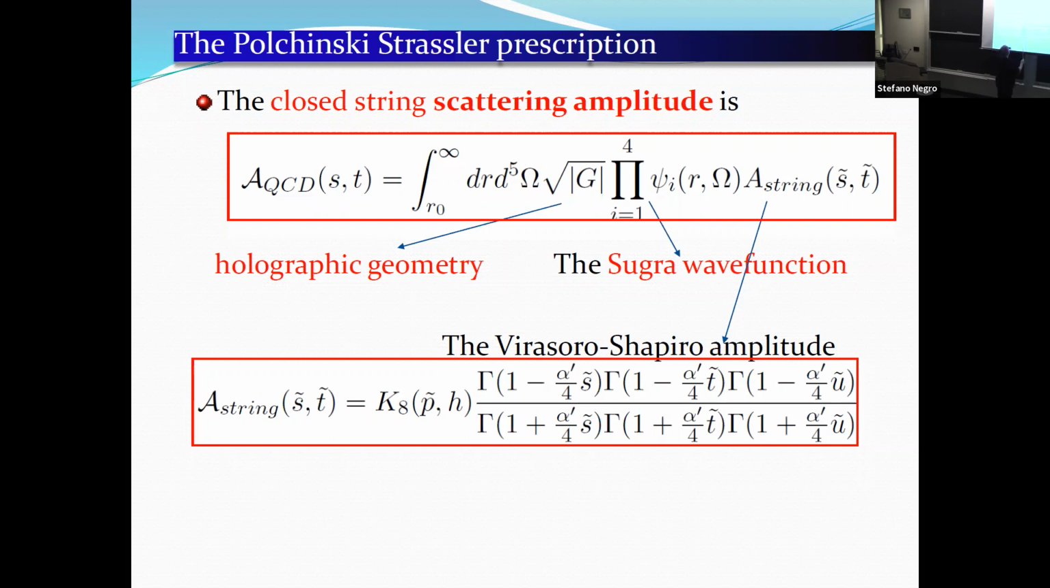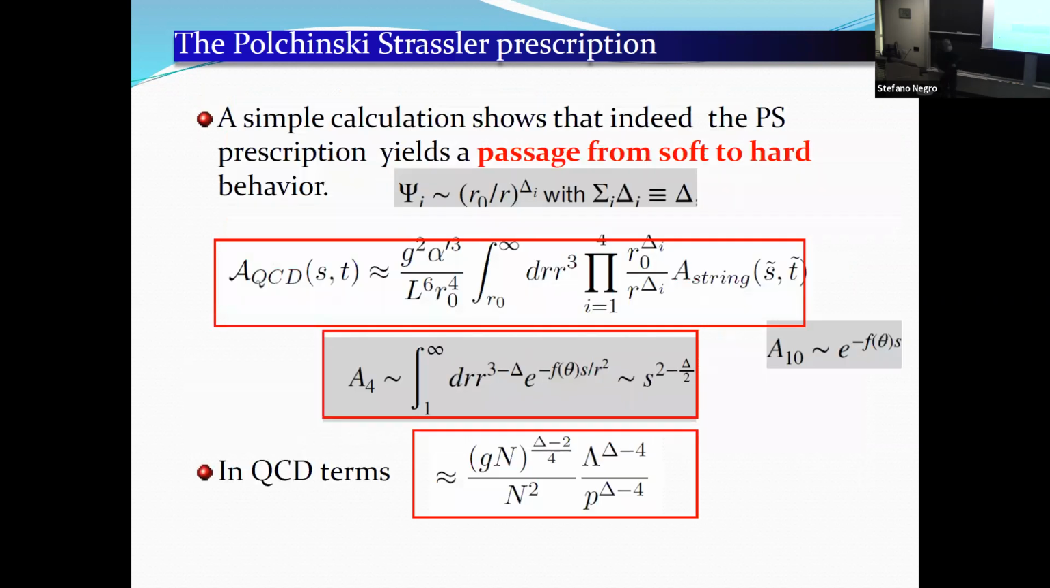So for the closed string, you place this Virasoro-Shapiro amplitude, and it's easy to see that, if we take simple-minded wave functions and plug them inside, the 10-dimensional amplitude was soft. Remember that since we get in this integral this S over R squared, we integrate over R, and we get this Brodsky-Farrar type of result, which translates into QCD language into this expression.